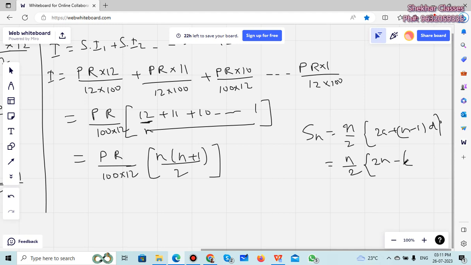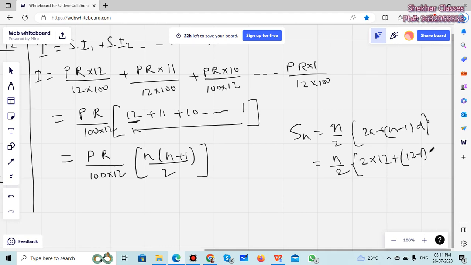Let's take this example only. What is a in it? 12, plus what is n? N is 12 minus 1, and d is what? Minus 1. So when we solve it, what do we get? N is 12 in this case. So it will be 12 upon 2, 24 minus 11, because 11 into minus 1 is minus 11.